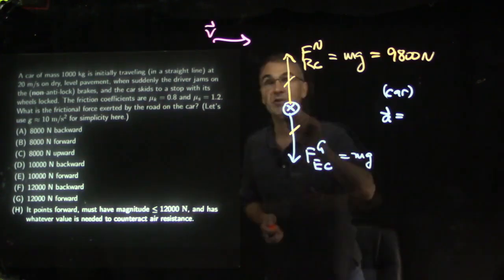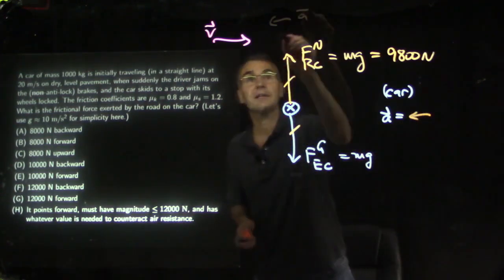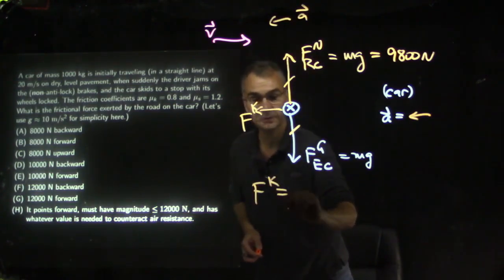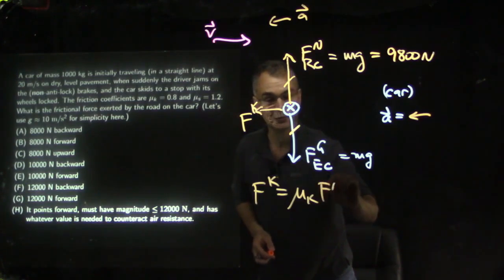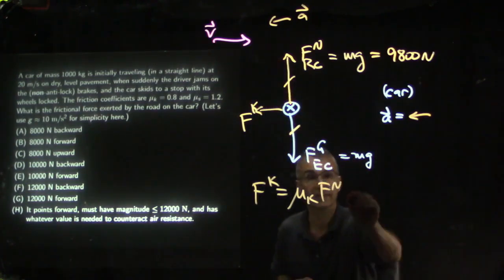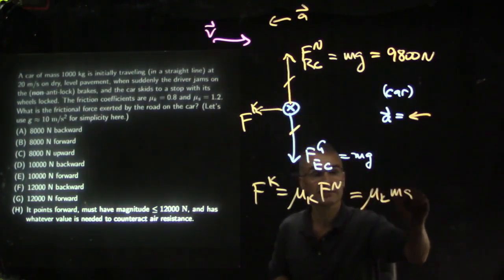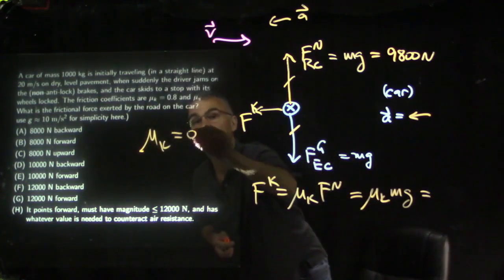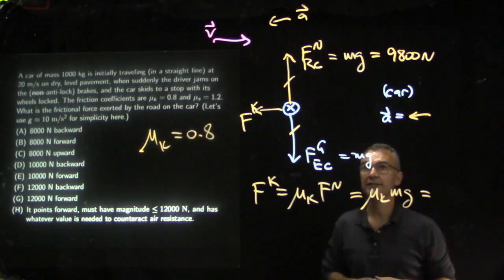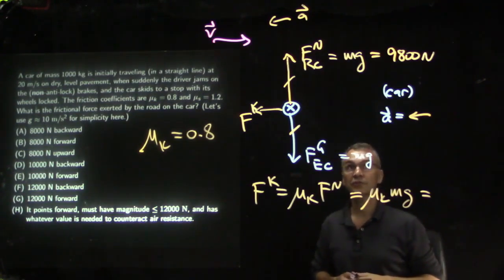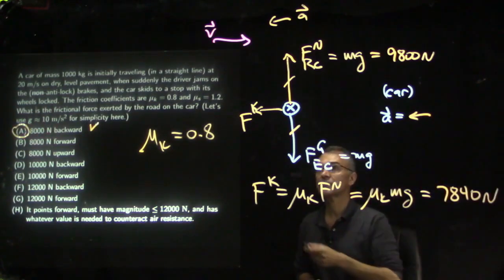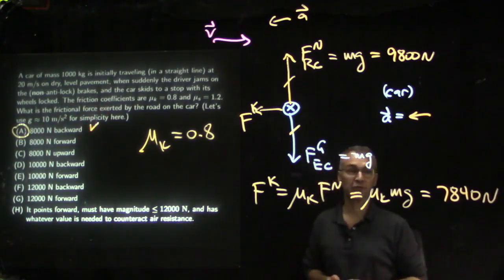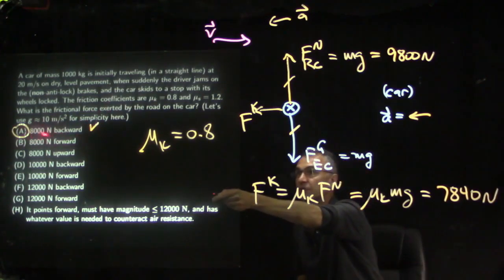That's kinetic friction. If the car is going to accelerate this way, then we have F kinetic, and F kinetic equals mu kinetic times F normal, and F normal is mg, so that equals mu kinetic mg. In this case mu kinetic is 0.8, so F kinetic is about 8,000 newtons, a little bit smaller. So the frictional force exerted by the road on the car is kinetic friction, equal to mu kinetic times the normal force. So that's just about 8,000 newtons pointing backwards.